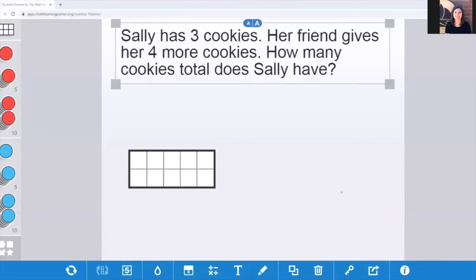All right, right now what we're going to do is I'm going to start by sharing my screen with you. All right, can you guys see my screen at home? The first thing we want to do is we're going to read this word problem. So this word problem is telling me that Sally has 3 cookies. Her friend gives her 4 more cookies. How many cookies total does Sally have?